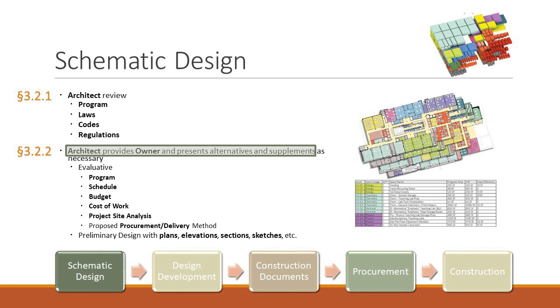That's under 321. 322. The architect shall prepare a preliminary evaluation of the owner's program, schedule, budget, etc., and then provide that information. So you're going to put together this overall evaluation, and you're going to notify the owner of any inconsistencies or other information. So I think you've come to me and you want me to build this toy factory for $10 million. That's your budget.